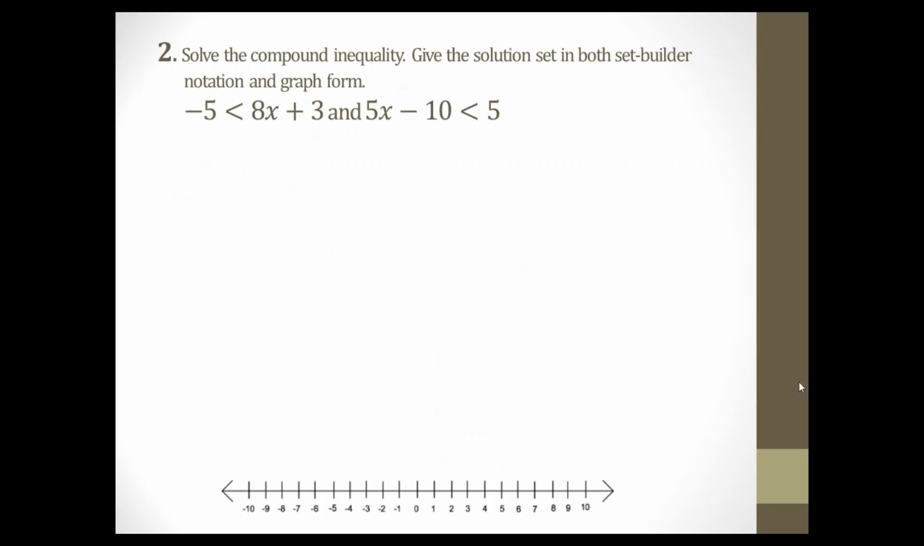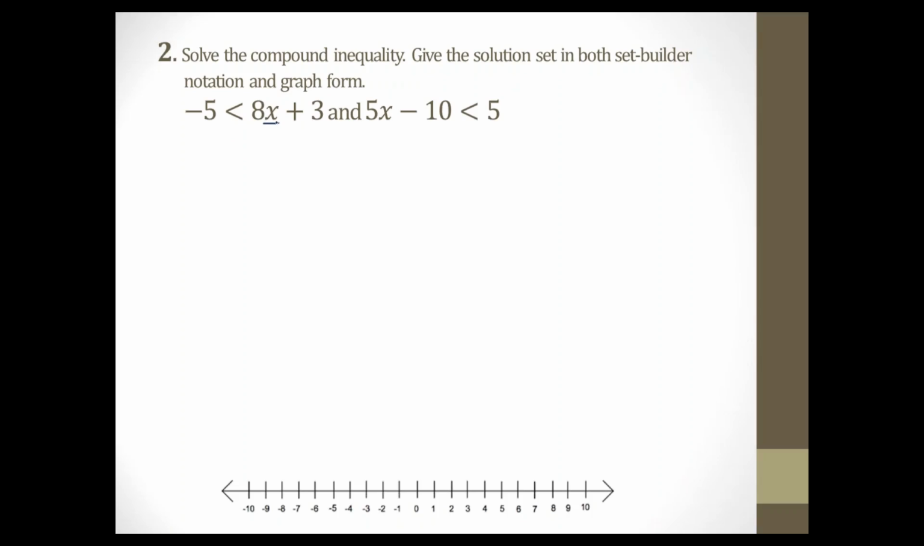Here we go. Solve the compound inequality and give the solution set in both set builder notation and graph form. So we have negative 5 less than 8x plus 3 and also 5x minus 10 less than 5. These are two inequalities, so let's solve them individually. Let's start with the left side.